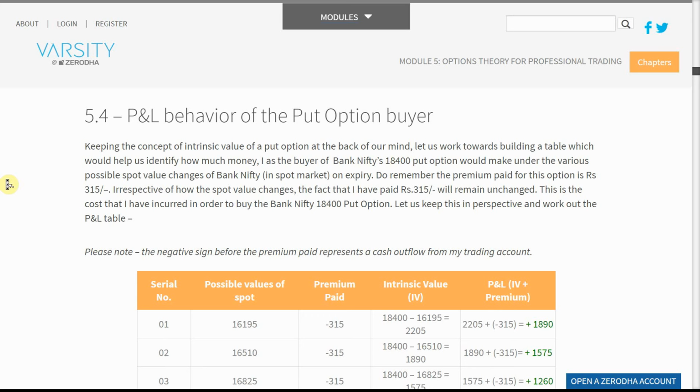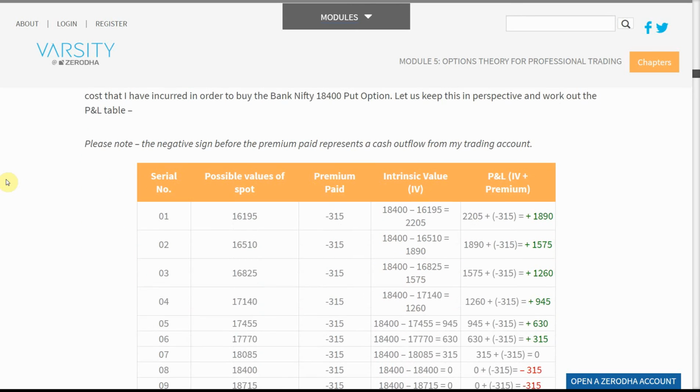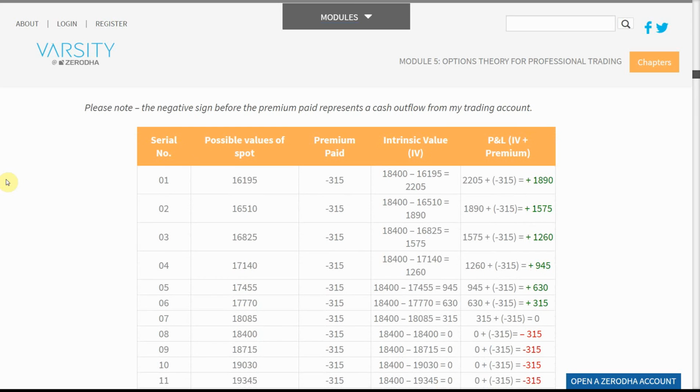Do remember the premium paid for this option is 315 rupees per. Irrespective of how the spot value changes, the fact that I have paid 315 rupees per will remain unchanged. This is the cost that I have incurred in order to buy the Bank Nifty 18,400 put option. Let us keep this in perspective and work out the P&L table. Please note, the negative sign before the premium paid represents a cash outflow from my trading account.